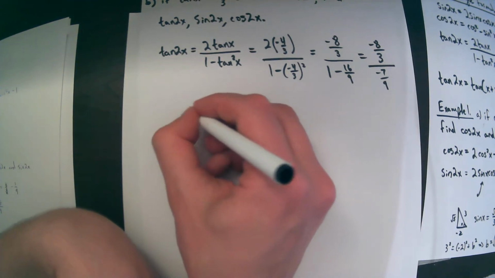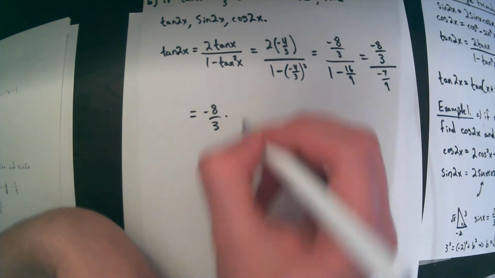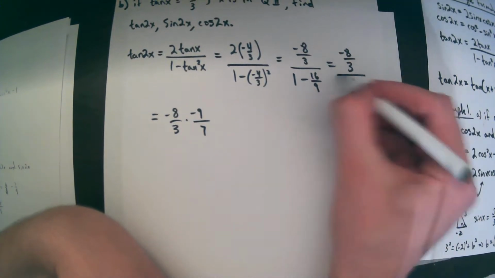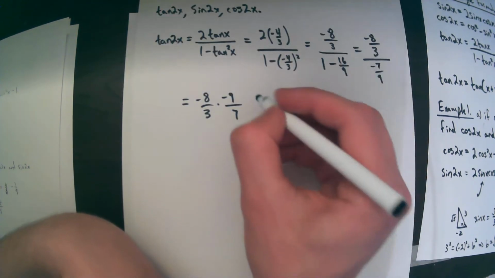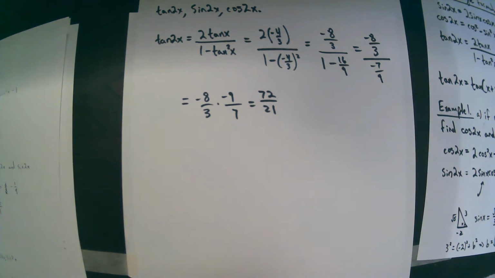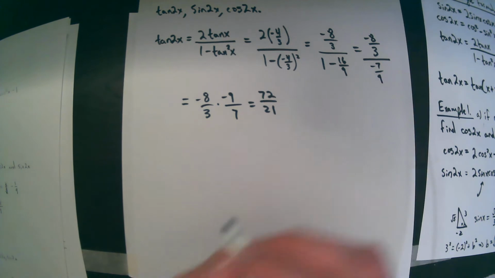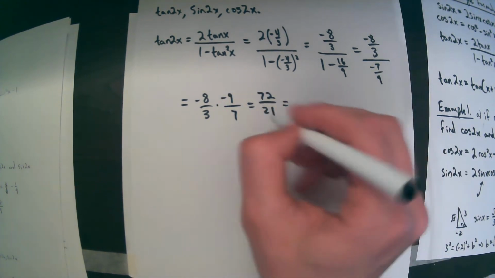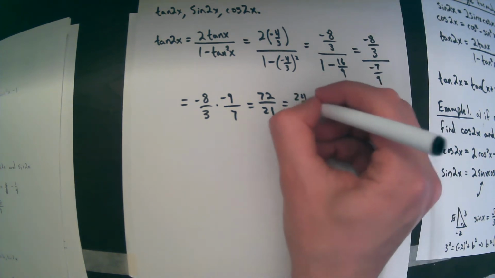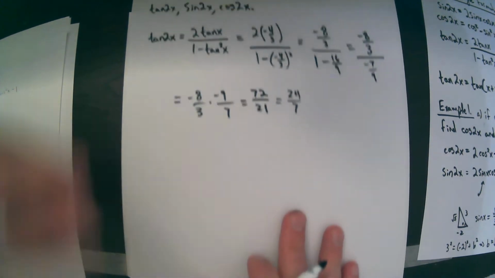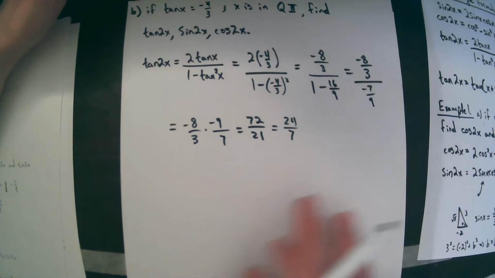Then that is equal to negative 8/3 times negative 9 over 7, which is fraction division. And then I'm getting 72 over 21. Oh, I can simplify. There's a factor of 3 in both of these. This will give me 24 over 7. There we go.